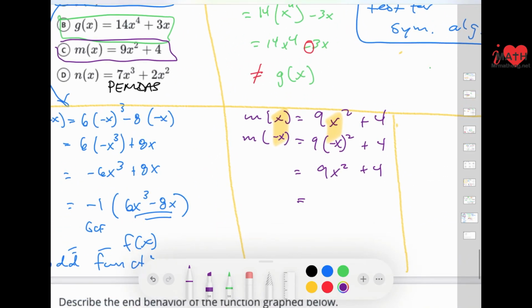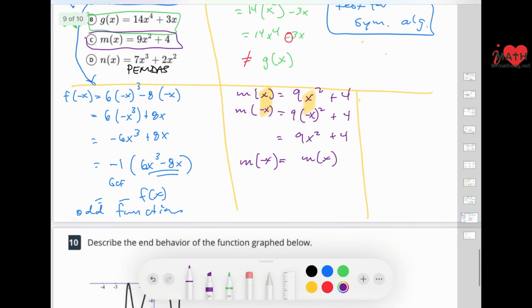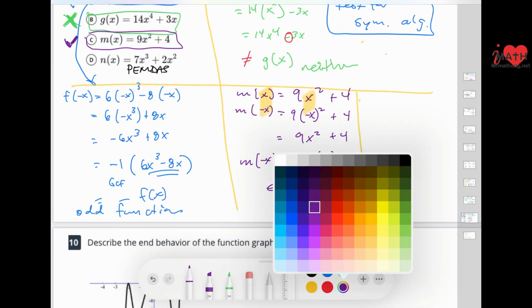So you would actually write something like this. So this would be an even. This one up here in green, this was actually a neither. So this one is good. And let's just double check that the other one was wrong.